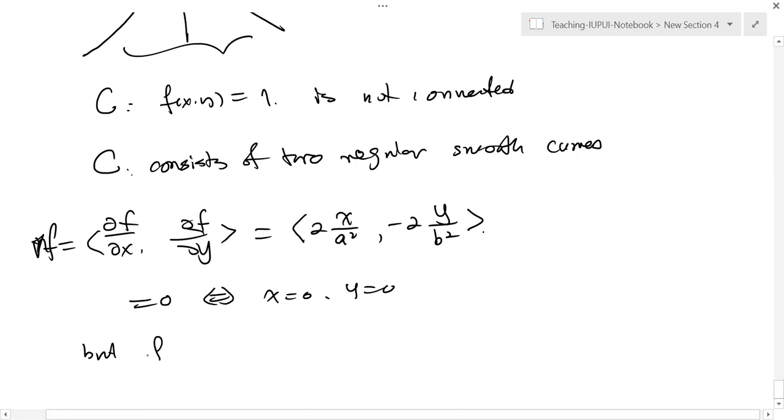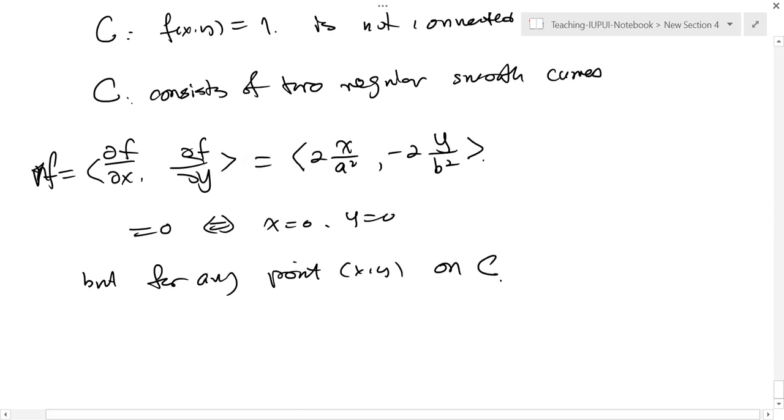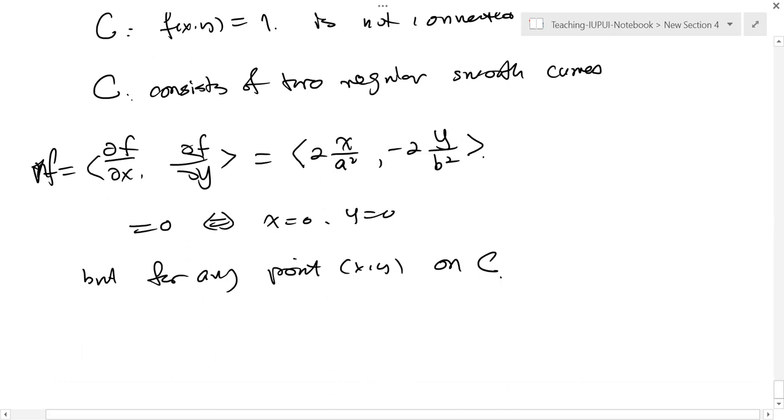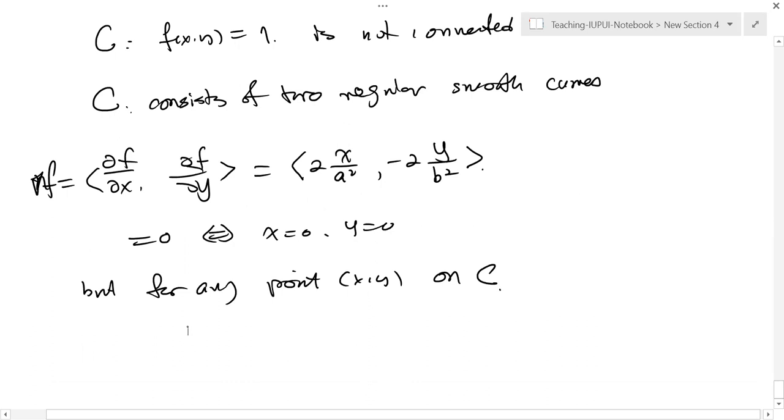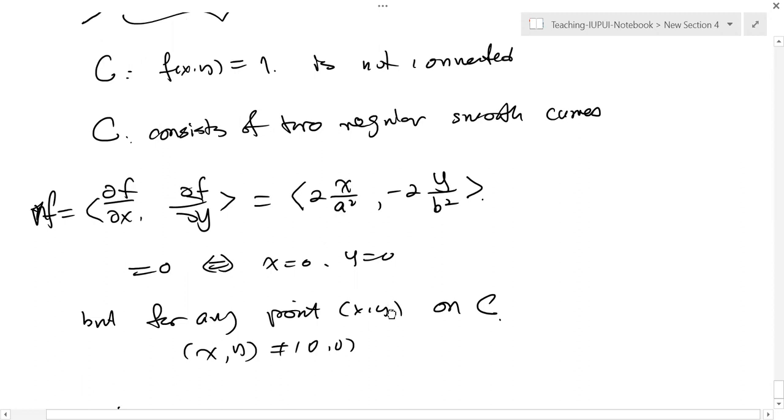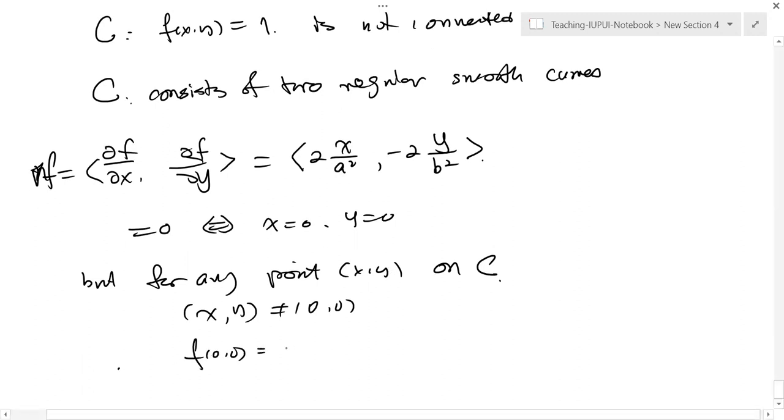But for any point x and y on this curve C, the gradient cannot be zero because you look at the equation. So x and y are not going to be zero. That's obvious, because if it's zero, the point is not on the curve. The origin is not on the curve because f of zero is going to be zero, not one. So if we pick a point on the curve, the gradient is never zero. That's why C is a regular curve, but maybe disconnected.